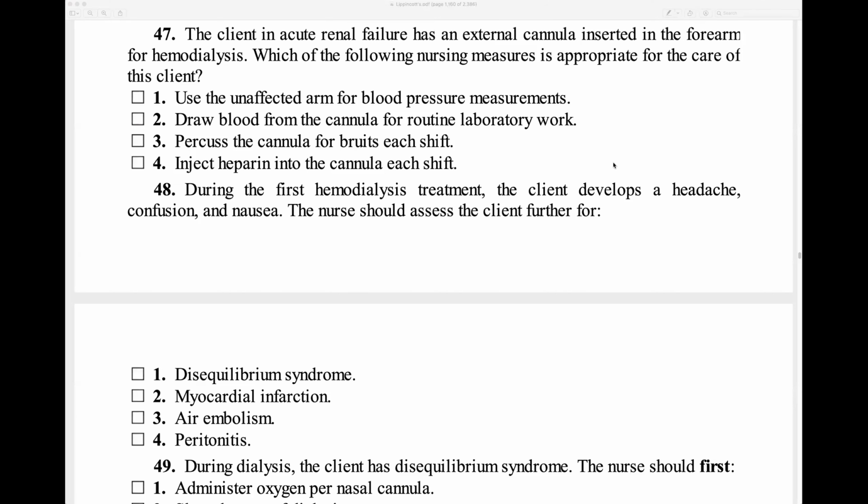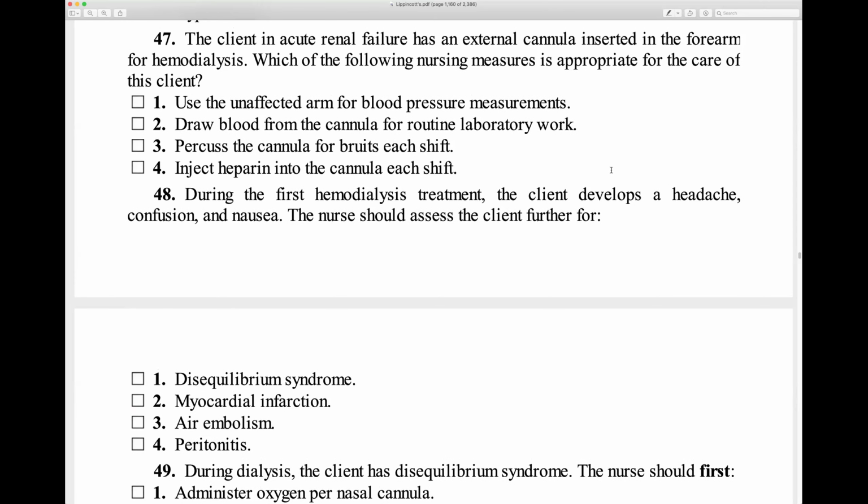All right, everyone, let's do some questions. The client in acute renal failure has an external cannula inserted in the forearm for hemodialysis. Which of the following nursing measures is appropriate for the care of the client? What would you choose if this was the NCLEX? Question 47. Please put your answers in the chat. The client in acute renal failure has an external cannula inserted in the forearm for hemodialysis. Which of the following nursing measures is appropriate for the care of this client?